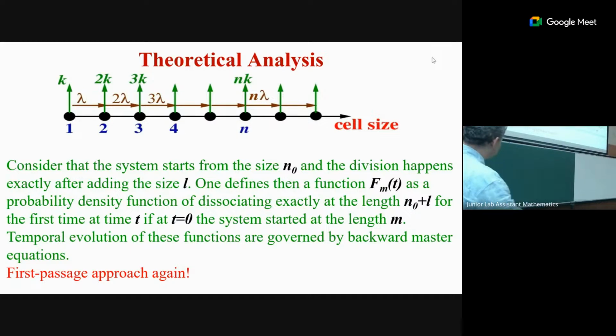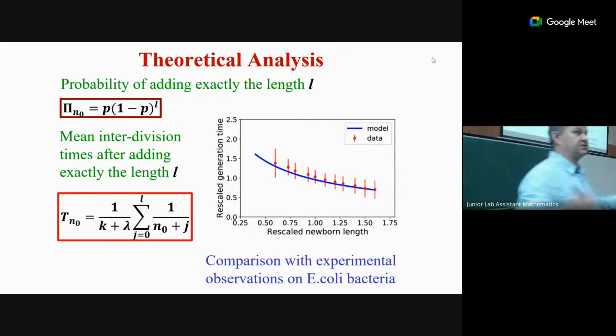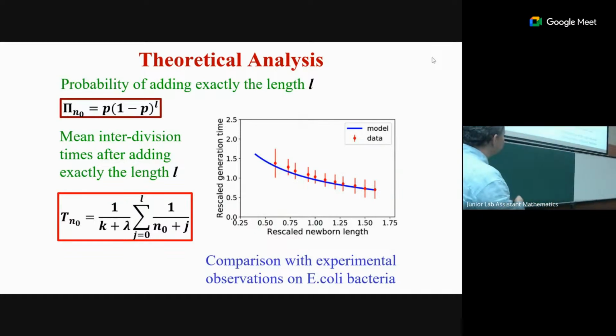Yeah, so you can solve this here, first passage again. I don't need to show the equations here. And you can calculate the probability of adding exactly length L. You can also calculate the mean interdivision times, which is exactly the mean first passage times. Okay, you can calculate them analytically. And you can see the experimental data. Again, this is the model, and this is the data, the same data that I showed you. See, that works really, really well.